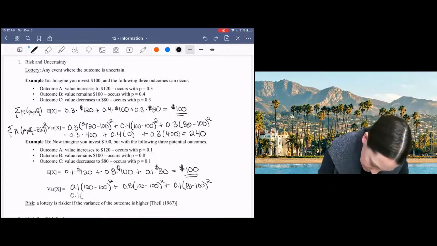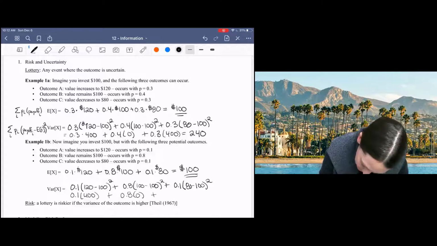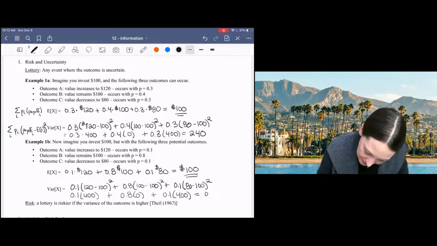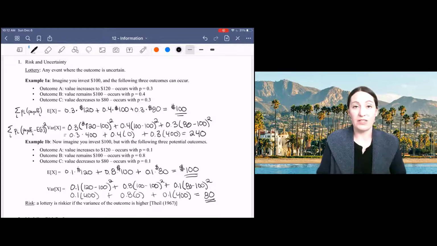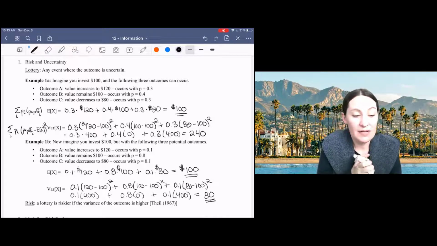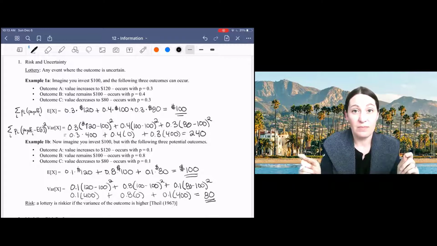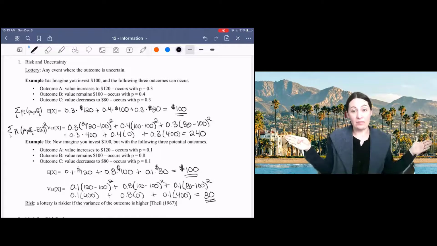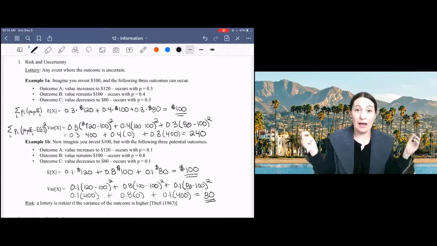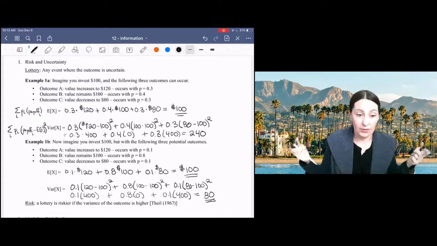Then what we end up with is 0.1 times 400, I'll write that out, plus 0.8 times 0, plus 0.1 times 400, and we get 80, right? 40 plus 40. So you can, again, see these lotteries have the same expected value, but a different variance because the probability of outcomes far from the mean is lower in the second lottery. So the variance is determined both by how far the outcomes are away from the mean, and also by how likely those far away outcomes are.